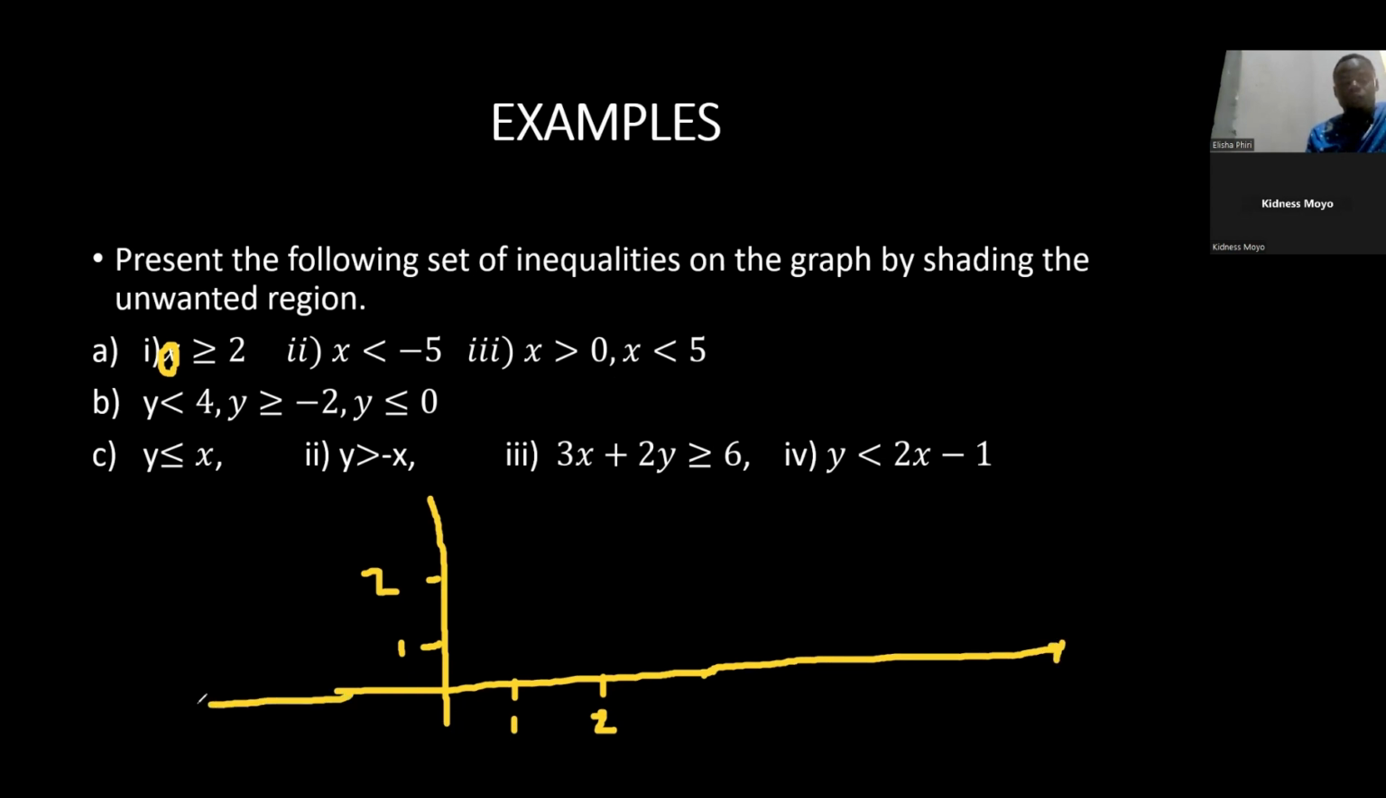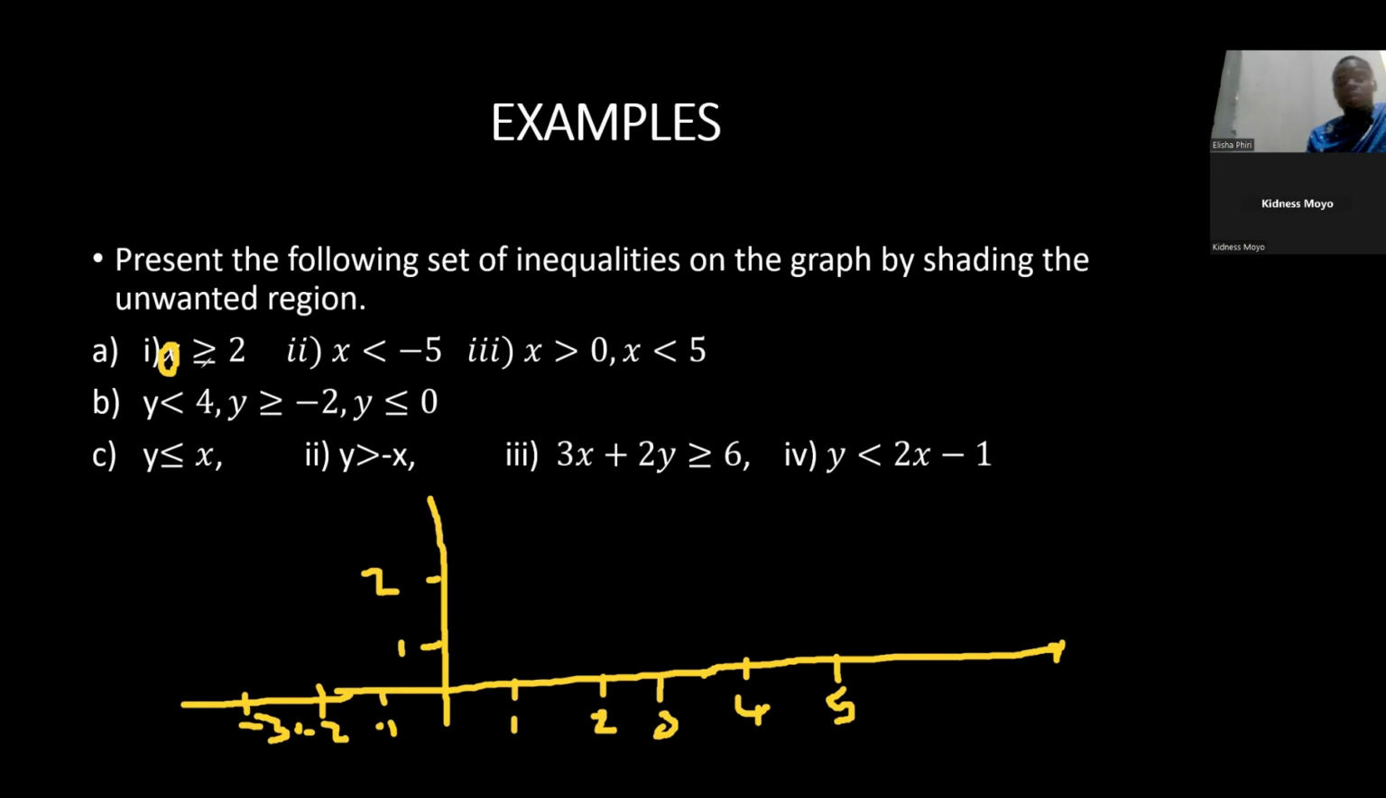We may extend this. We have -1 here, -2 there, then -3. Then we have a 3 there, a 4 there, then a 5 there. So we start with the first one.